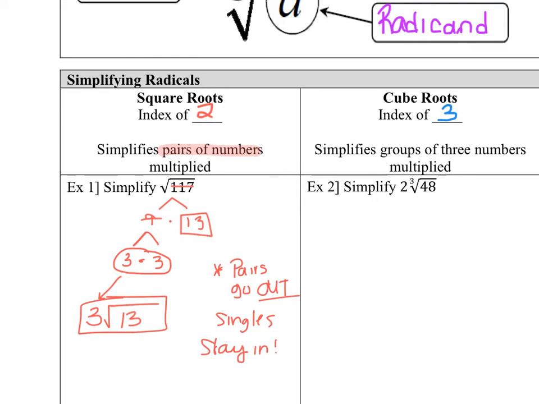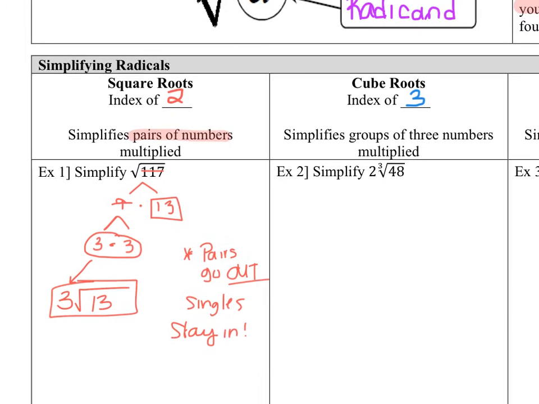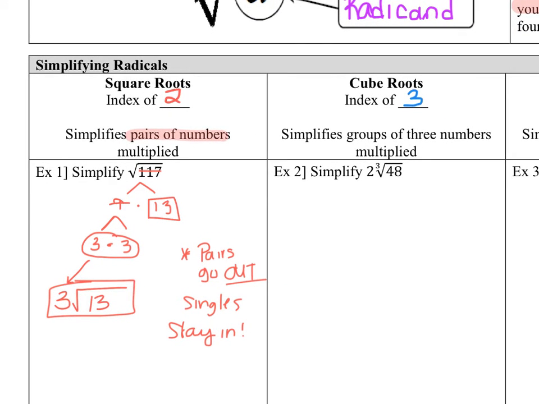Now let's try it with a cube root. With a cube root, the process itself is not changing. The only difference is this simplifies groups of 3 numbers multiplied together because the index is a 3. Again, we know it's a cube root because we have this index of a 3 right here. This one is a little different than example 1 because there's a 2 hanging out in the front and being multiplied to this cube root of 48. So we're going to hold off on this 2 until the very end.